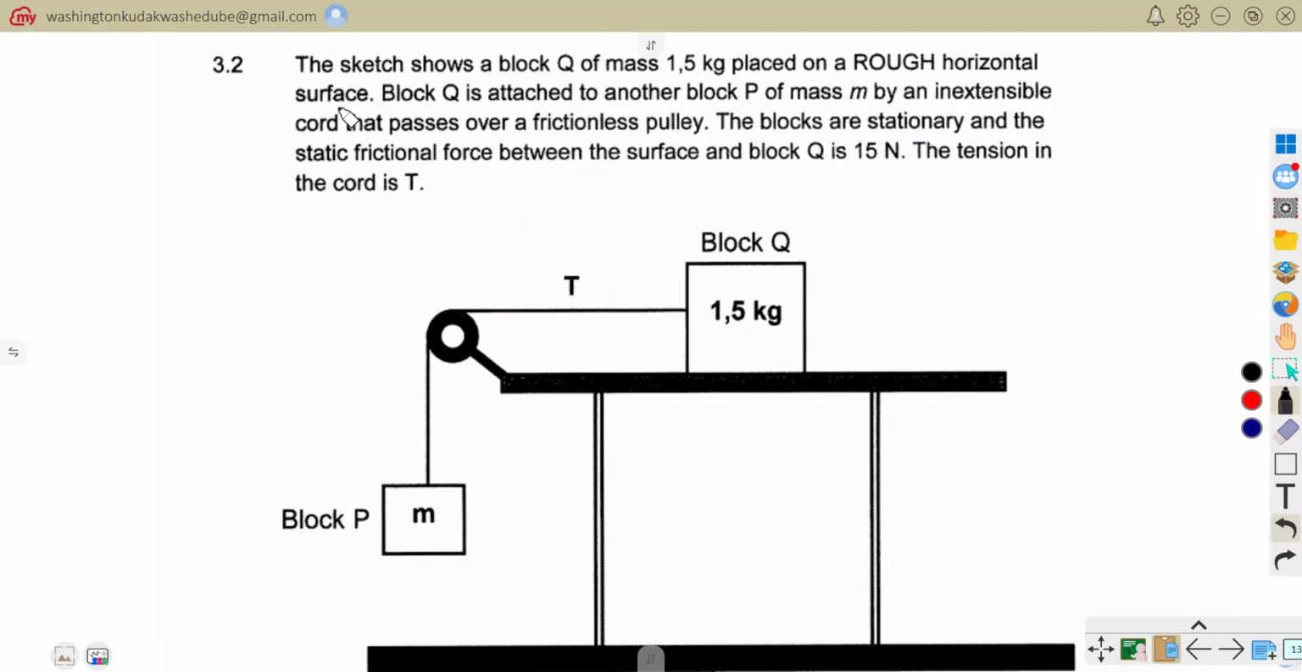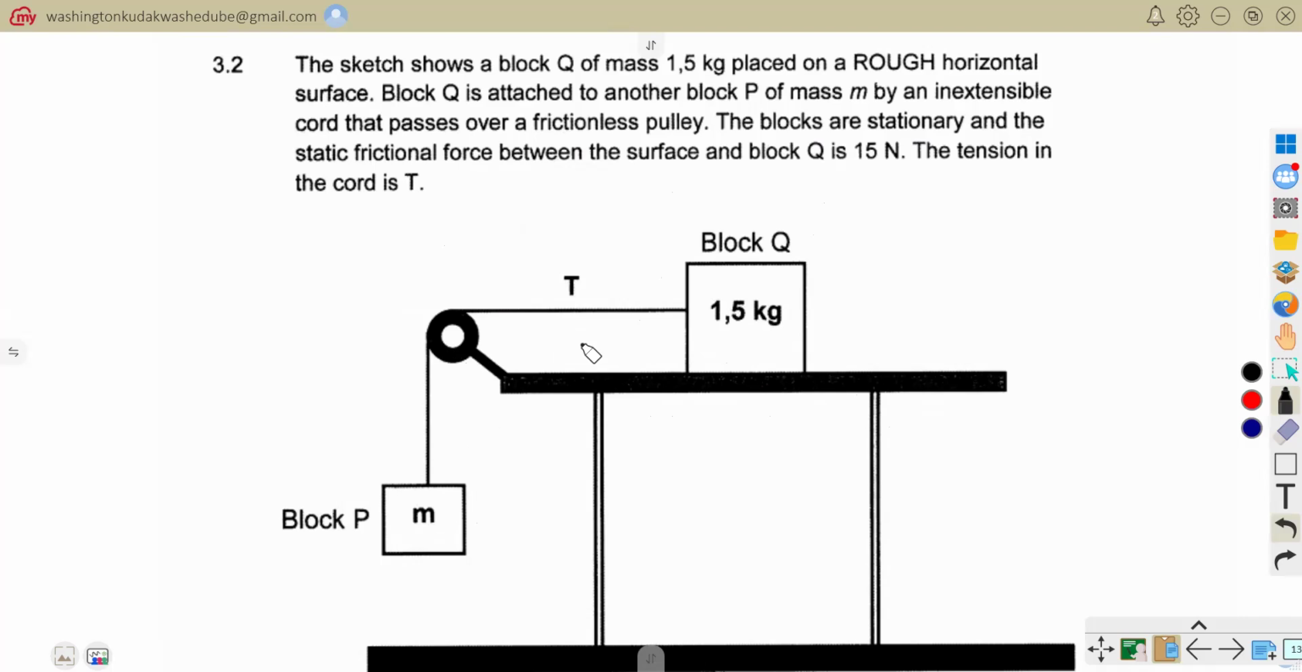So we are going to do question number 3.2, which says that the sketch that you can see below shows a block Q, of mass 1.5 kg, placed on a rough horizontal surface. Block Q is attached to another block of mass M by an inextensible string that passes over a frictionless pulley. The blocks are stationary and the static frictional force between the surface and the block is 50 newtons.